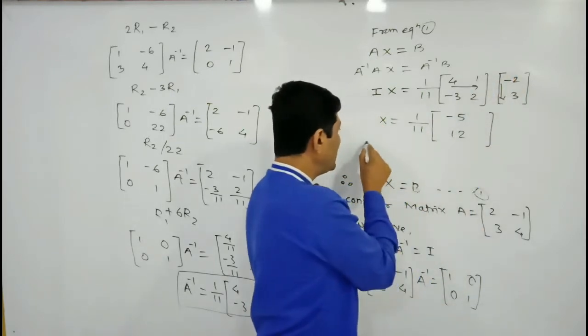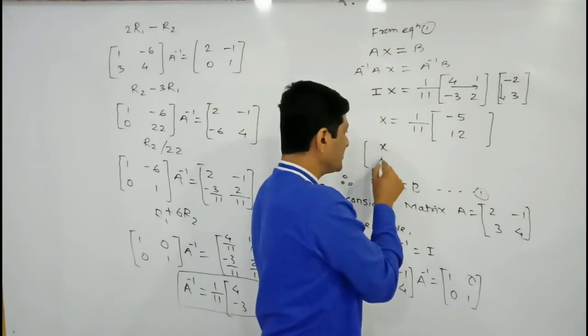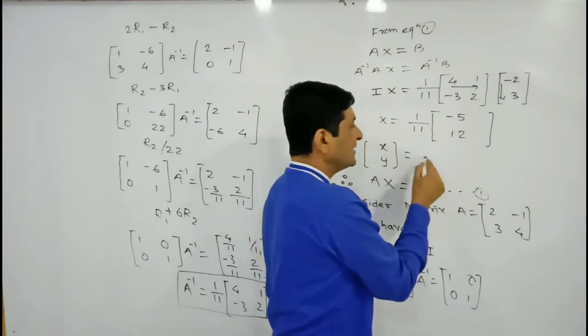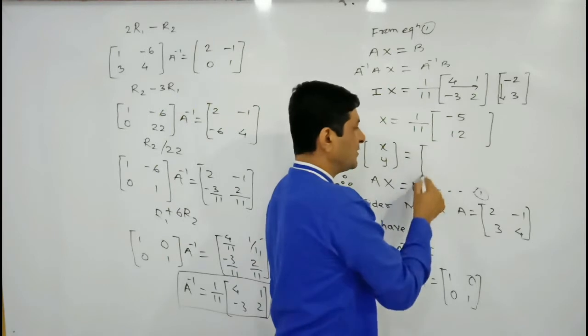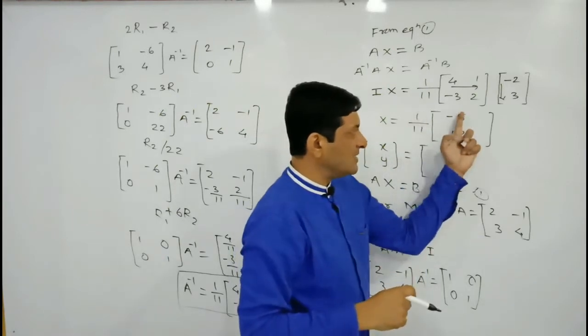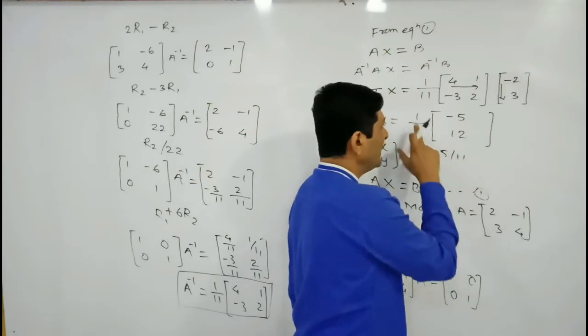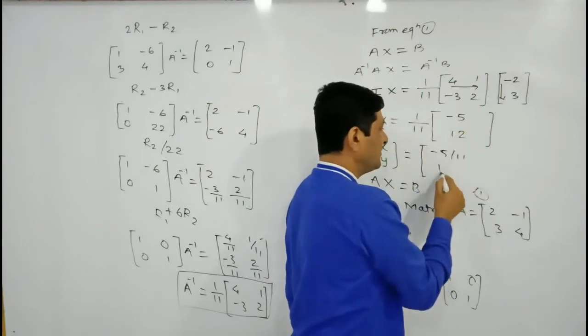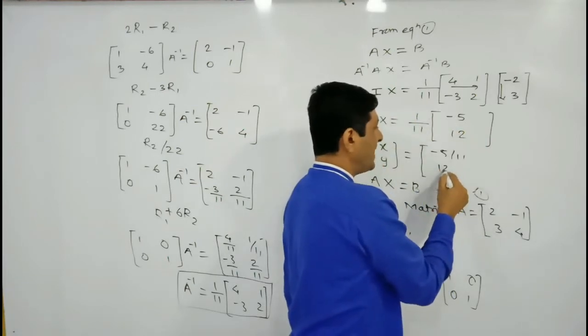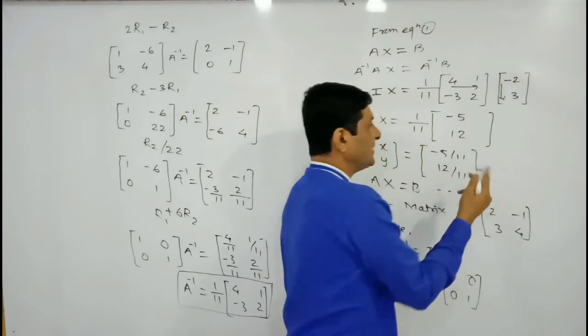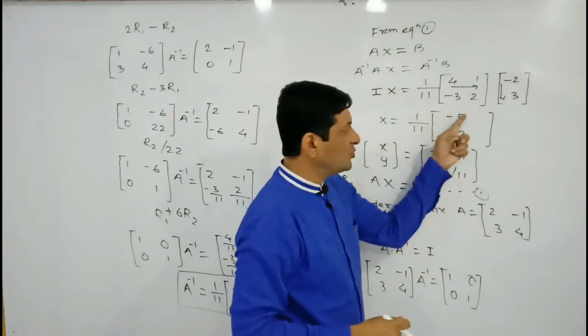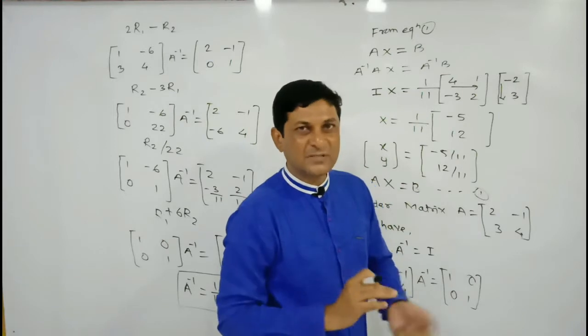So what are the elements of matrix X? They will be x, y. And on this side, if I am multiplying both the elements by 1 by 11, here we will get -5 by 11, and 1 by 11 into 12 will be 12 by 11. I am simply multiplying by 1 by 11 to both the elements of this matrix.